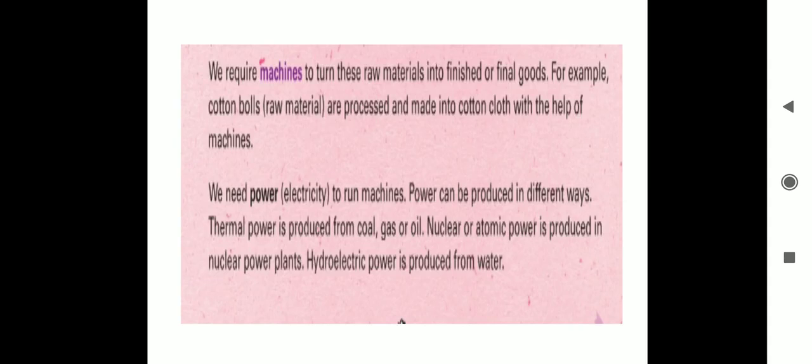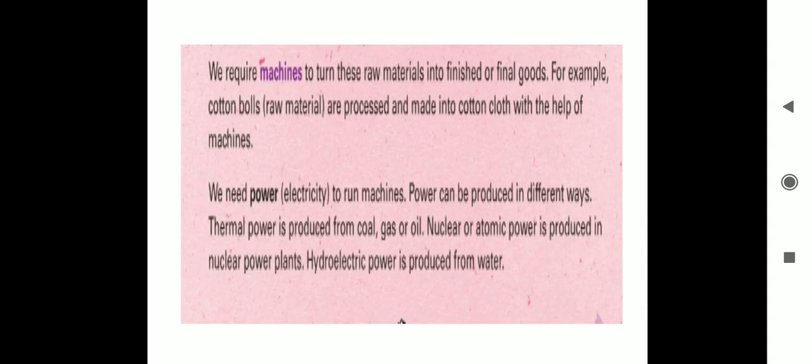Thermal power is produced from coal. I repeat, thermal power is produced from coal, gas, or oil. These are all used to produce thermal power. Now, nuclear or atomic power is produced in nuclear power plants. Hydroelectric power is produced from water. Do you remember about hydroelectricity? When water falls from a great height, electricity is produced. This electricity is called hydroelectricity. Why? It is connected with water.